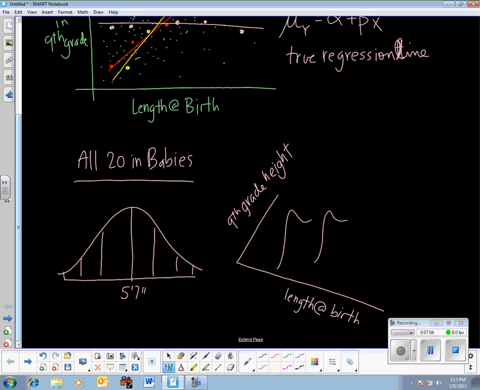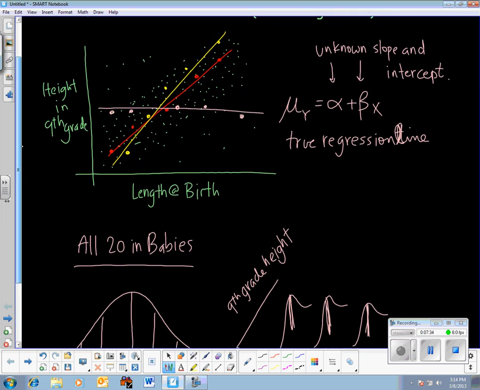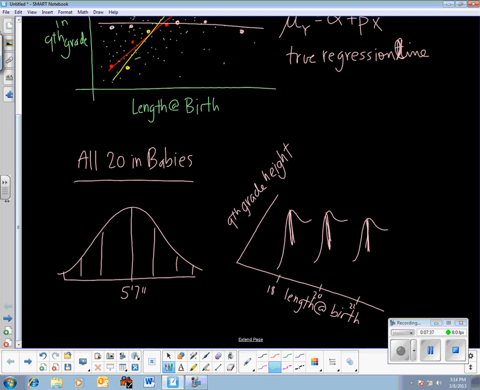So maybe that's 18-inch babies and 20-inch babies and 22-inch babies and so on. In 3D, I get my little normal curves for each particular length. For example, 18, 20, 23. And this could be for any length baby there is. But each one corresponds to its own little normal curve in 3D. That's kind of hard to see. Basically, what we're doing here is this unknown slope and intercept and unknown regression line is going right through the bottom middle of each one of those. This right here is that unknown true regression line.